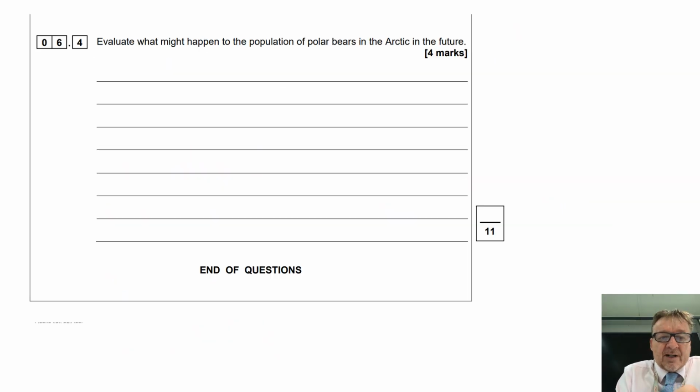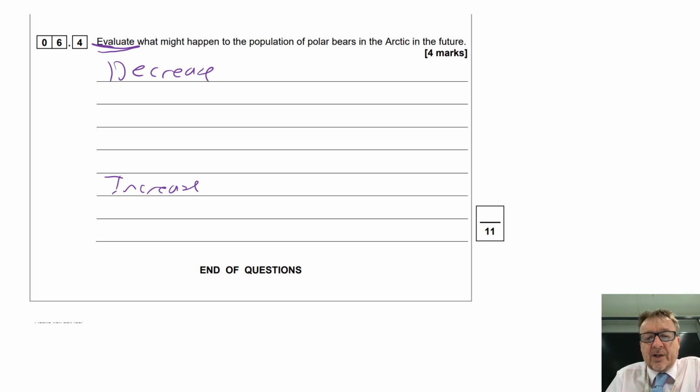So now what we've got is an evaluate question, which is kind of come up with opinions and discuss and think about it. What might happen to the population of polar bears in the Arctic in the future? Now, the thing with this is, it isn't just to go, well, they'll decrease. What you've got to do is think about the options. So they could decrease, but they could also increase. You've got to think about that passage that we had before, and pick out different bits of information in that. So why could the polar bears decrease?